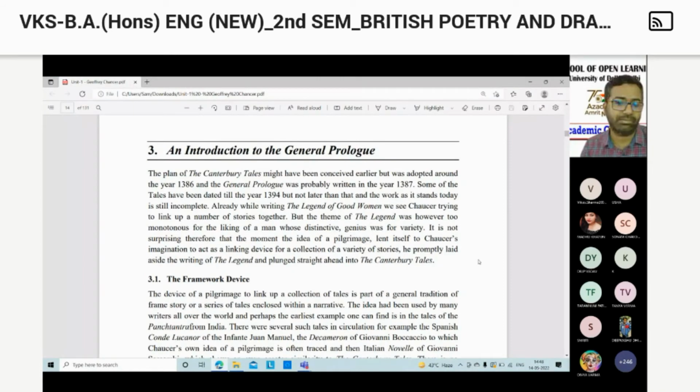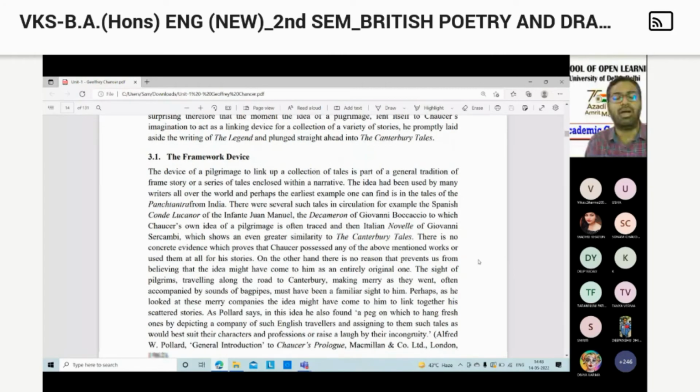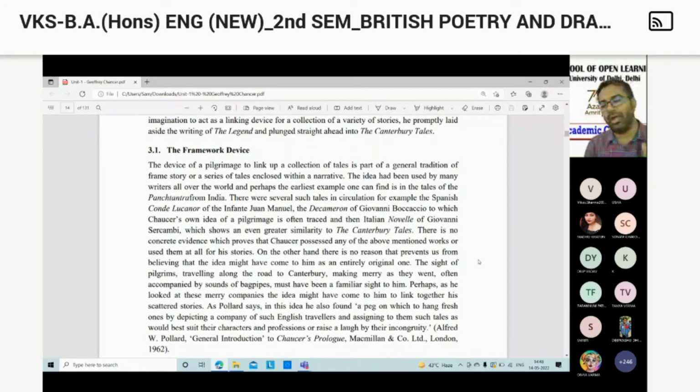The framework. Where did he get this idea of writing these tales, and what is this tale telling about? There's a framework here. How did he develop this framework of a group of pilgrims going on a pilgrimage and telling their own life stories? How did he get this idea?